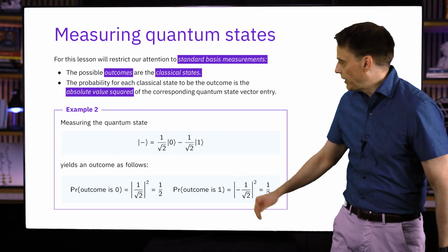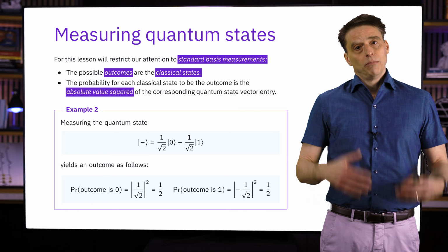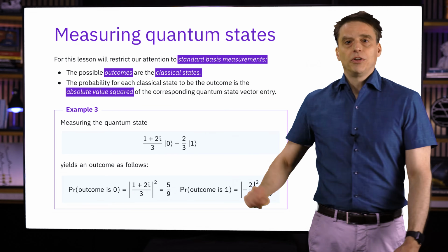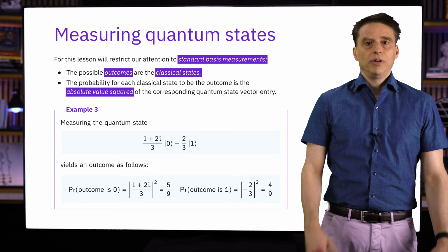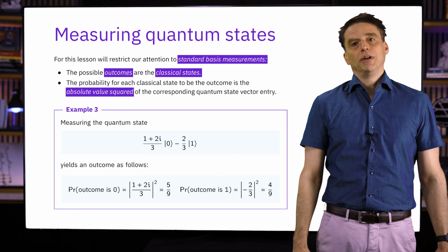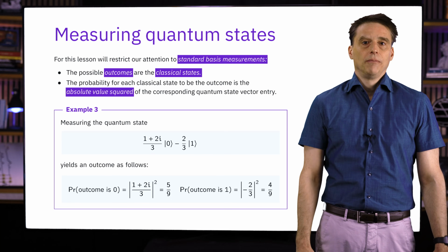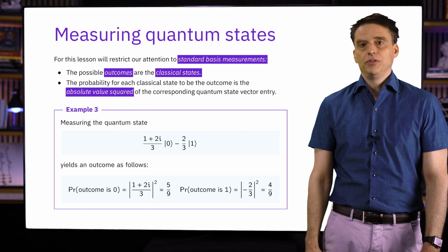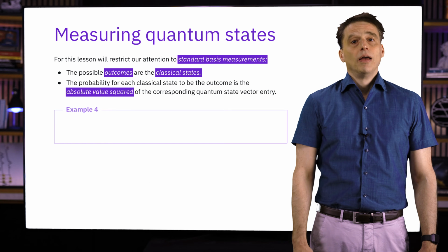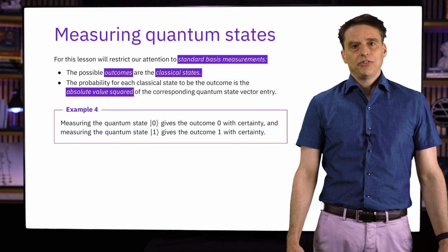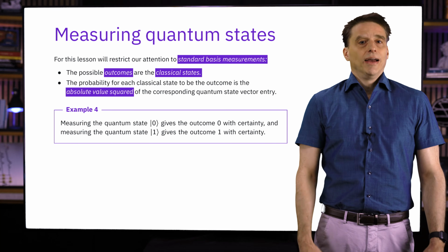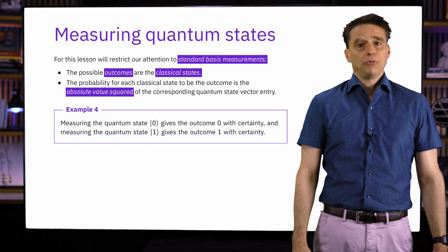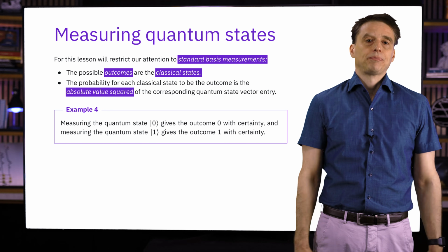The only difference here is that the plus sign turned into a minus sign, but when we take the absolute value, nothing changes. If we measure this qubit state, the probability to get the outcome 0 is the absolute value squared of (1 plus 2 times i) over 3, which is 5/9, and the probability to get the outcome 1 is the absolute value squared of negative 2/3, which is 4/9. And finally, measuring the standard basis state ket 0 gives the outcome 0 with certainty, and likewise measuring the state ket 1 yields the outcome 1 with certainty. That's because the absolute value squared of 1 is 1.